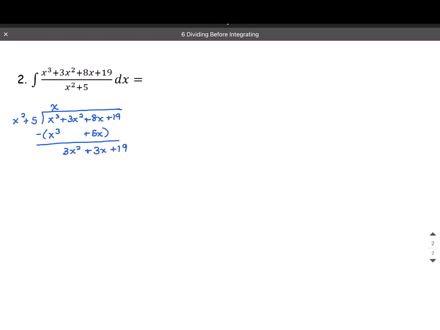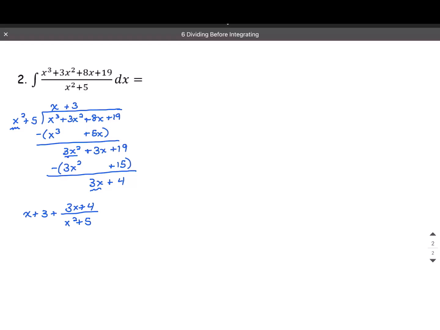Now we're going to divide again. X squared goes into the first term, 3x squared, 3 times, because 3 times x squared is 3x squared. And we're going to subtract this, and 3 times 5 is 15. Now when we subtract, the x squareds add to 0. I keep the 3x, and 19 minus 15 is 4. Now, the degree of x squared is bigger than the degree of our remainder, so we're done dividing. So the answer to our division is x plus 3 plus 3x plus 4 over our divisor, x squared plus 5.